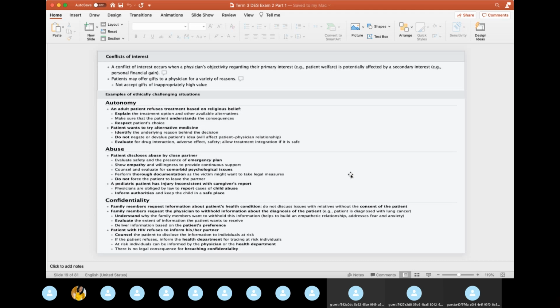The patient with HIV refuses to inform his or her partner. What are you going to do first as a physician? You counsel the patient to disclose the info, and then you inform the health department, and then the health department will inform third parties involved.